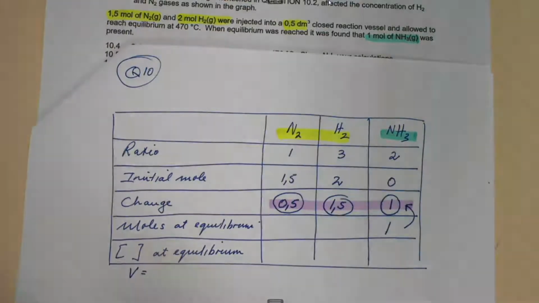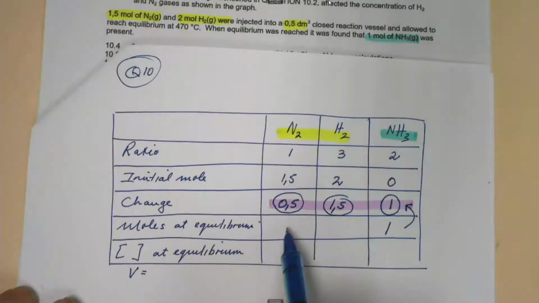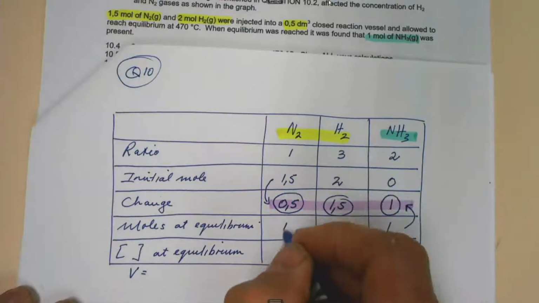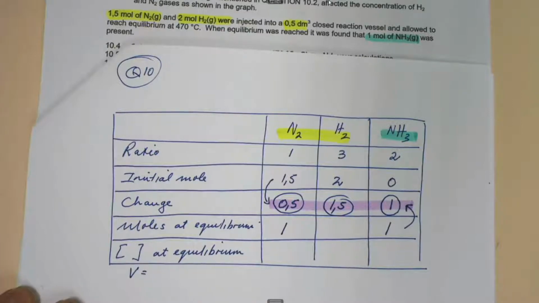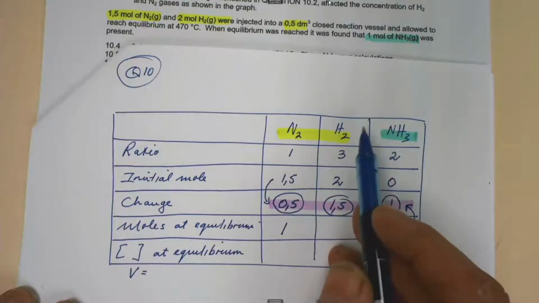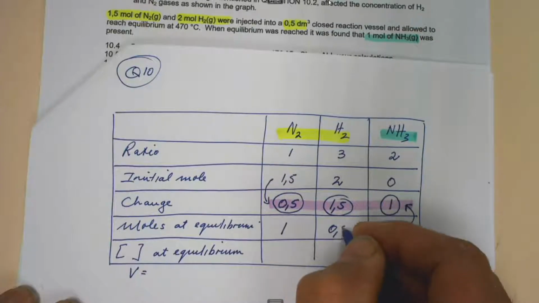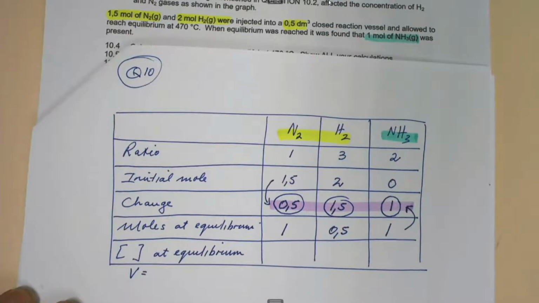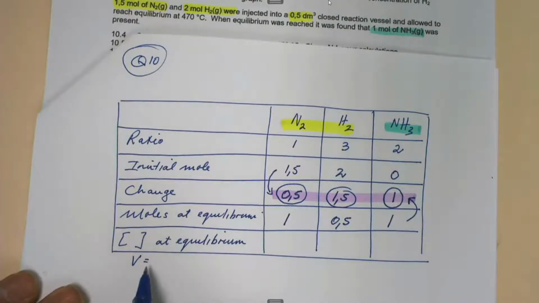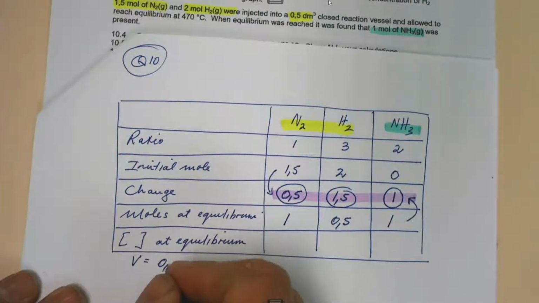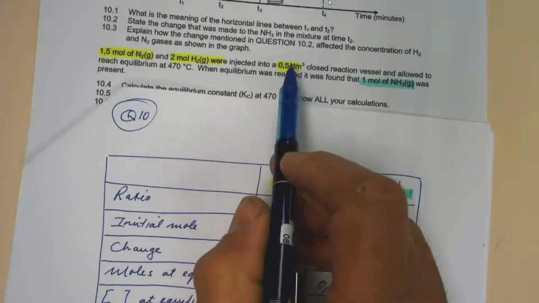Okay, now I can know what will be the number of moles that is left over at equilibrium. So I started with 1,5. I've used up 0,5 moles, so there's exactly 1 mole left at equilibrium of the N2. I started with 2 moles of hydrogen, and I used up 1,5, so there's 0,5 moles left at equilibrium. Now I like to here at the bottom, just for a reminder, state the volume of the vessel, and it was given as 0.5.